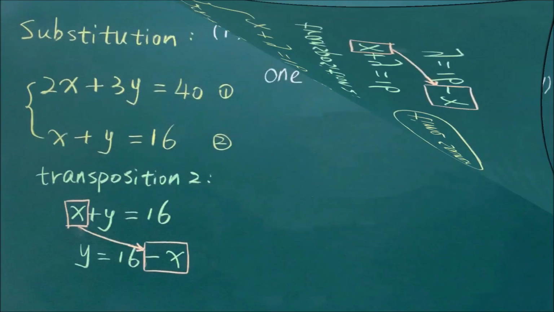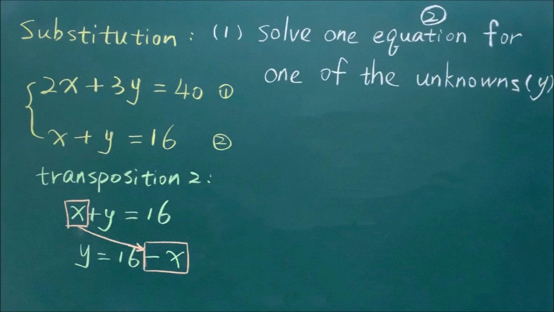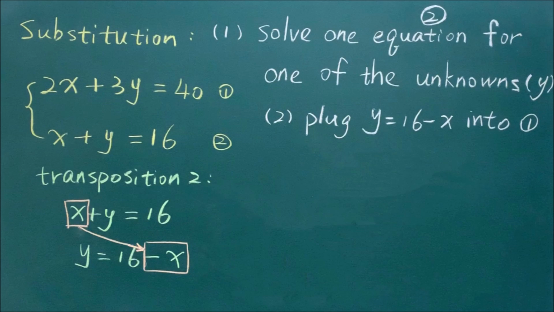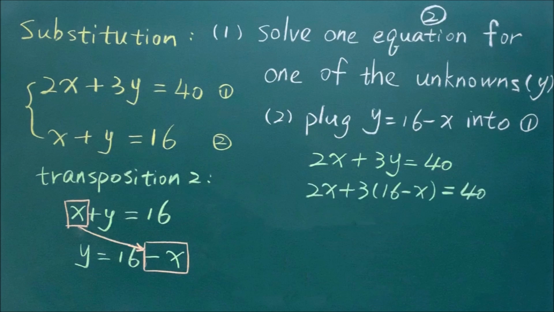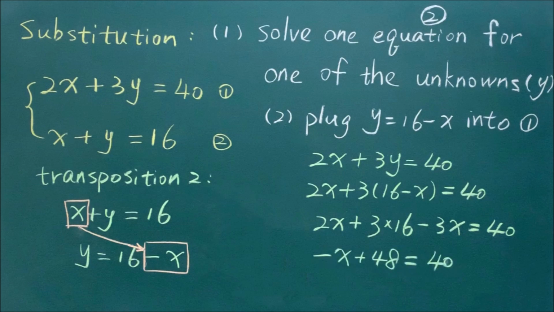Okay, now we have successfully used x to represent y. The next step is to plug the result into the other equation, which is equation 1. Let's do it. We get 2x plus 3 times, in parentheses, 16 minus x equals 40. 2x plus 3 times 16 minus 3x equals 40. 2x minus 3x equals negative x. 3 times 16 equals 48. We get negative x plus 48 equals 40.